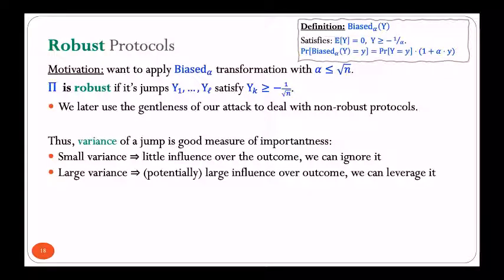On the other hand, if a jump has large variance, then this means it potentially has large influence over the outcome. Why is that? Since we can simply apply the bias transformation to increase the expectation of that jump, causing an increase in the expected outcome of the protocol. And this means that we can leverage this party to bias the protocol. So just to reiterate, we introduced this new tool of the alpha biased variant of Y. And then we're going to attack robust protocols, which are just protocols that we can apply this tool to with parameter alpha up to square root n.